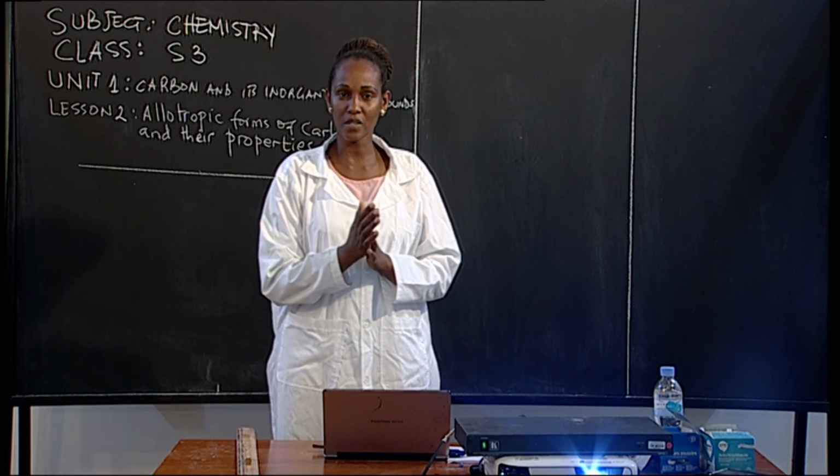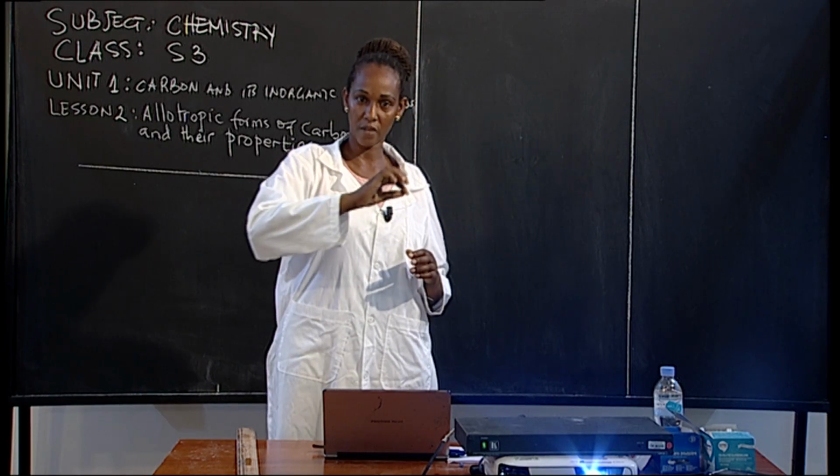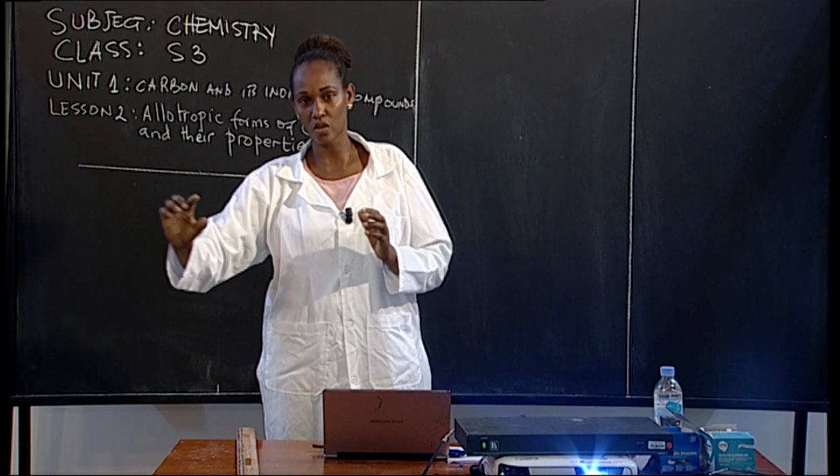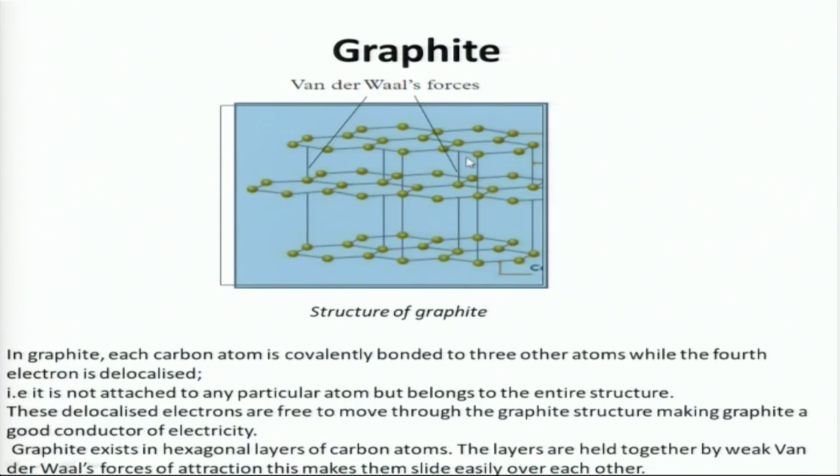So what does it mean? It means that in conduction of electricity, we use a free electron. And for graphite, as we're talking about the structure, it has a free electron, a delocalized electron, a moving electron.